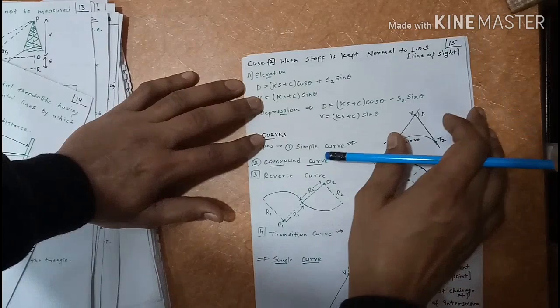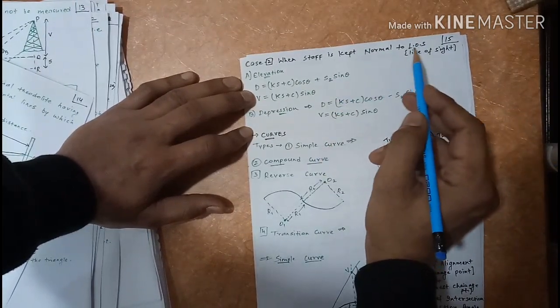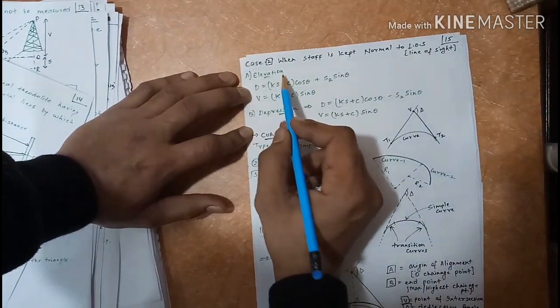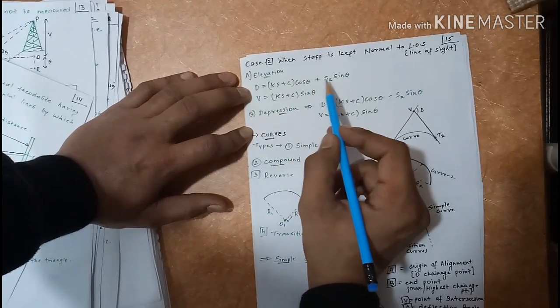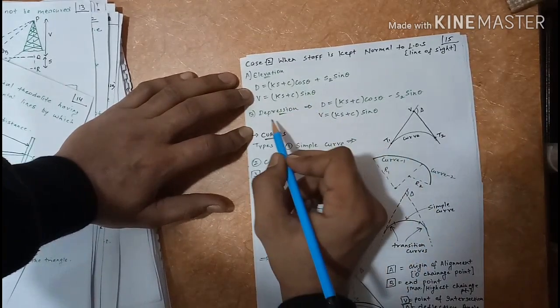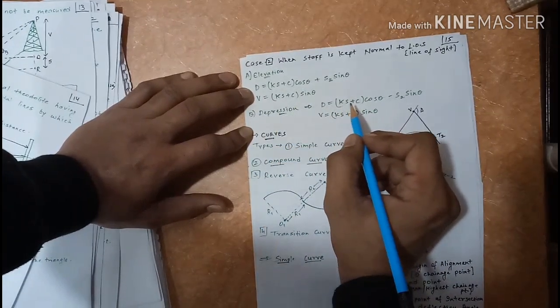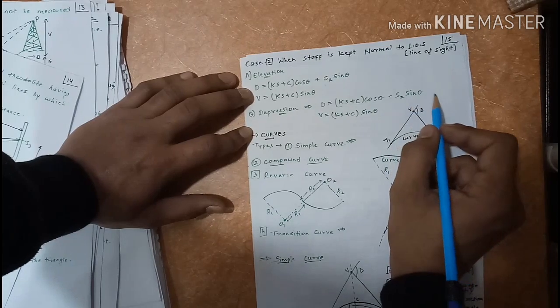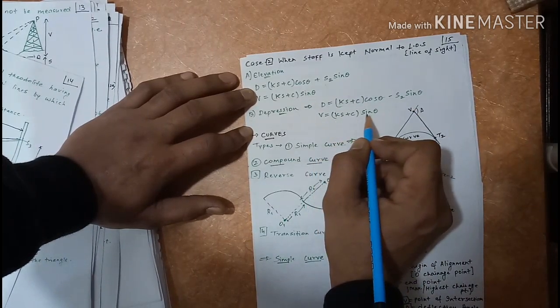Now the second case, when the staff is kept normal to the line of sight. For elevation, D is equal to Ks plus C cos theta plus s sin theta. V is equal to Ks plus C sin theta. For depression, D is equal to Ks plus C cos theta minus s sin theta. V is equal to Ks plus C sin theta.